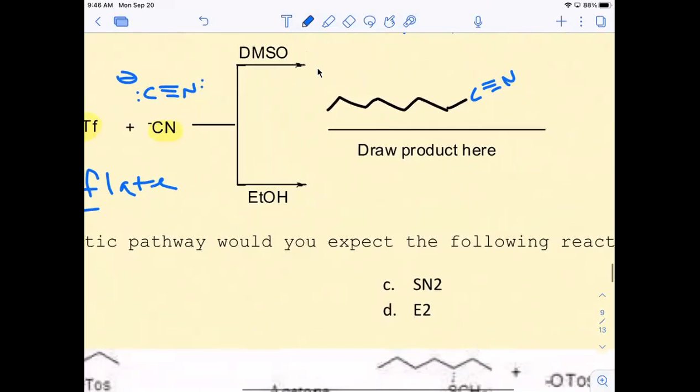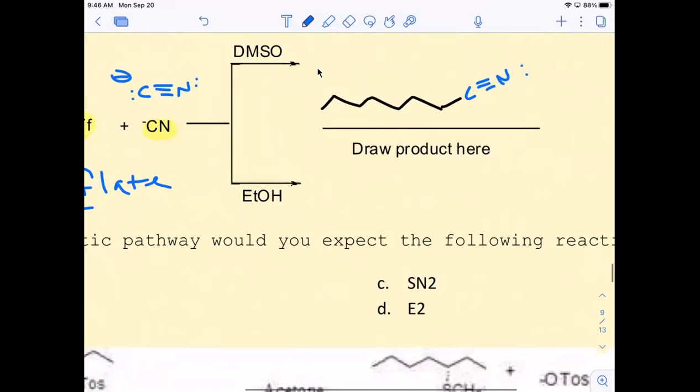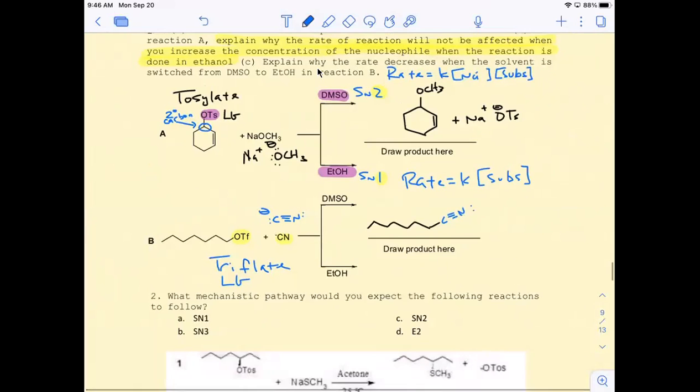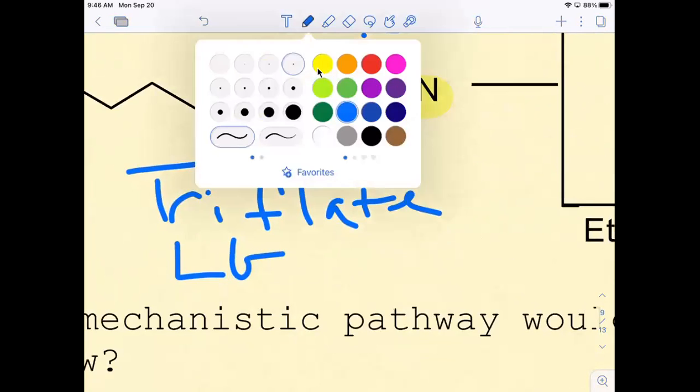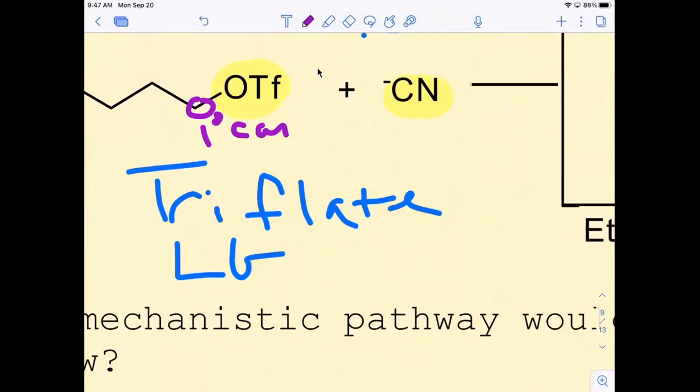All right, so that question asks, explain why the rate decreases when the solvent is switched from DMSO to ethanol in reaction B. So if I do it in DMSO, what mechanism do you think is going to predominate? This is a primary carbon. SN2. Yes. Right, it's on a primary carbon. A primary carbon will never do SN1, right?